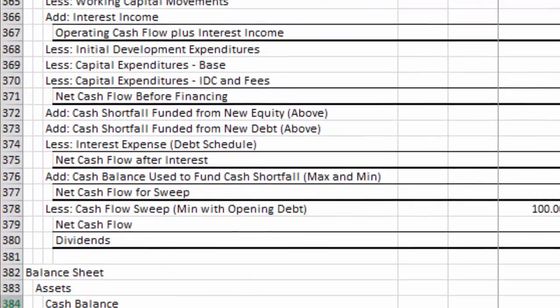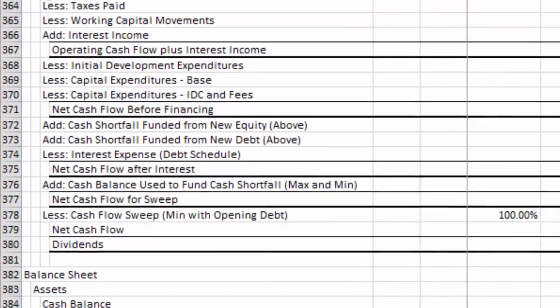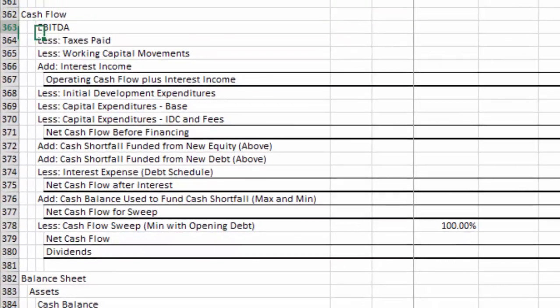And only after you've done that, you go through the cash flow statement. And the cash flow statement should be so simple. You just kind of take things from the EBITDA, the cash flow, and all this.